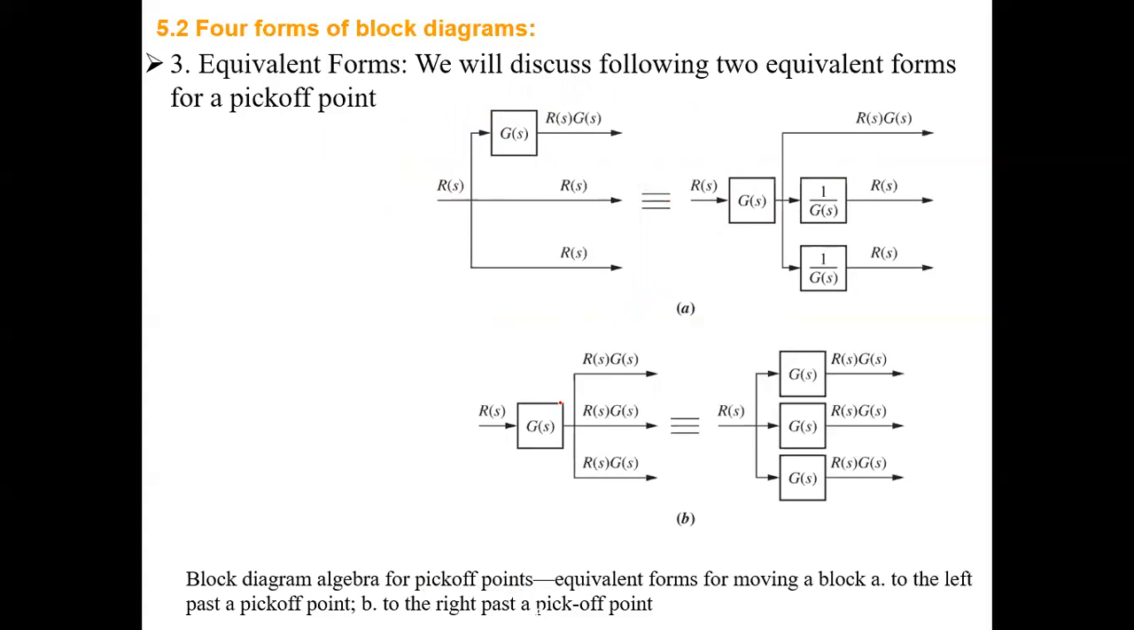So similarly, if we started with this, where GS is on the left of the pickup point, you have GS on the left hand side. Then if you want to move this GS to the right hand side of this pickup point, here, here, and here, like this, three GS's, then you have to multiply by GS on each branch, like this. So they are exactly the same. Similarly, they are exactly the same. Question here.